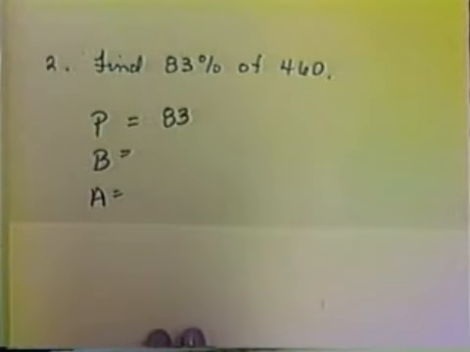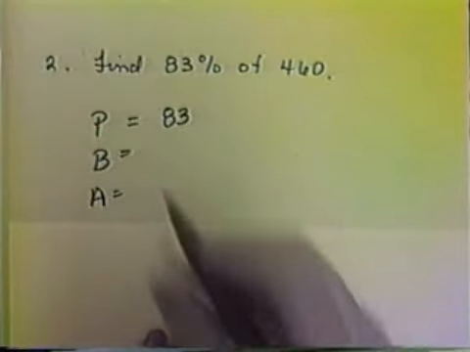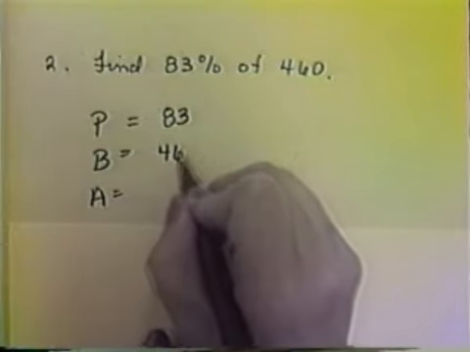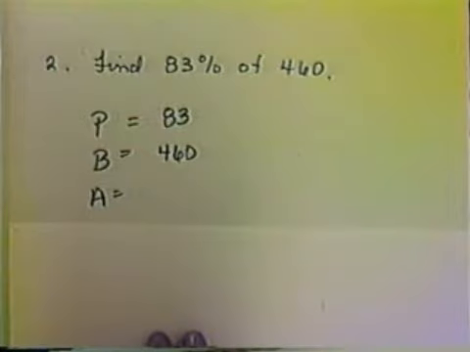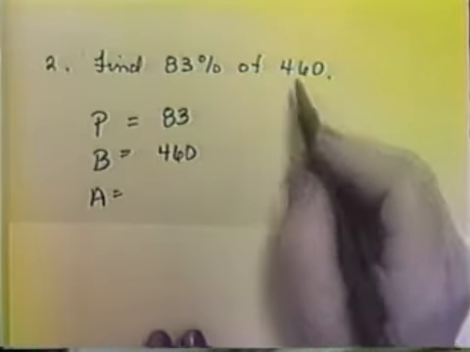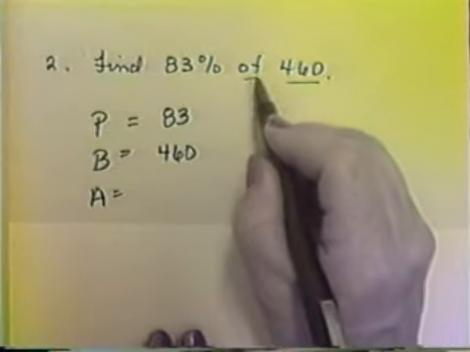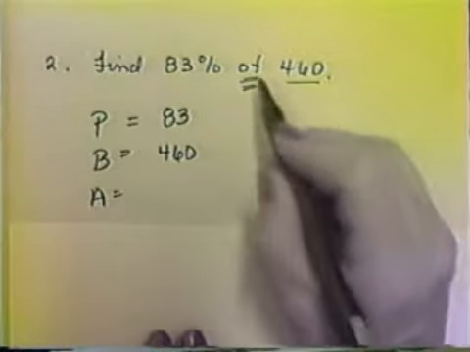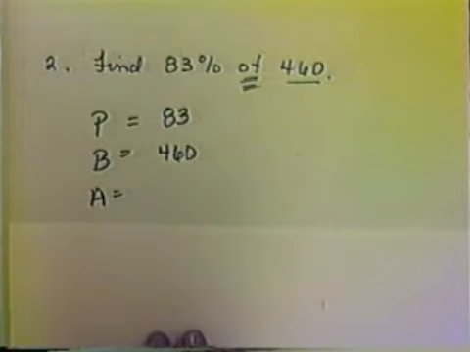Now, what are we taking the 83% of? We're taking the 83% of 460. So 460 must be our base. We're taking the percent of 460. Whatever we're taking the percent of is going to be our base. And notice again, the 460 is after the word of.